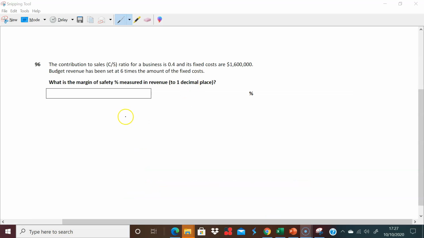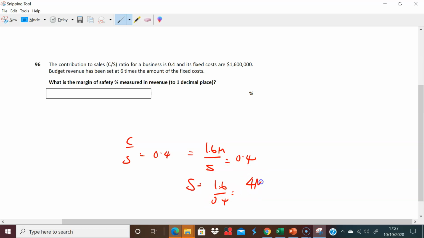Right, and the final question in this series is this business here. It's again a nice question. C over S ratio is equal to 0.4. We know that at break even revenue, contribution is equal to fixed cost, so I can find that. So that's 1.6 million over S is equal to 0.4. So break-even sales must be 1.6 divided by 0.4, which is equal to 4 million. So my break-even revenue is 4 million.